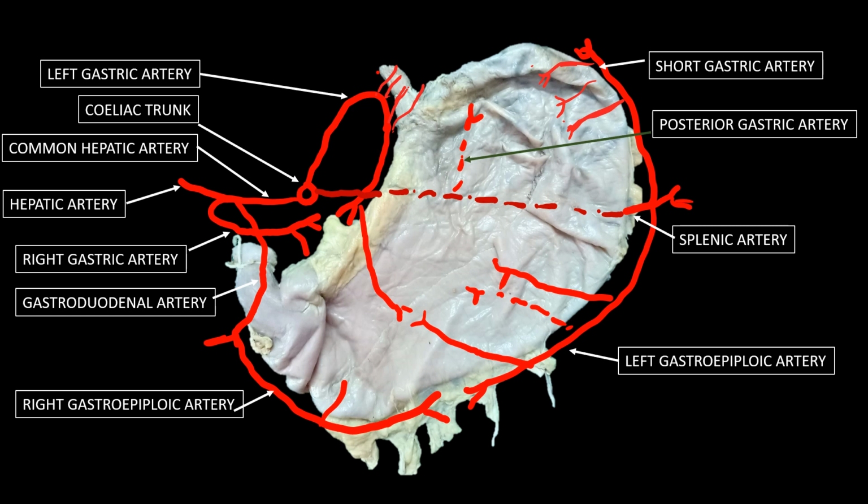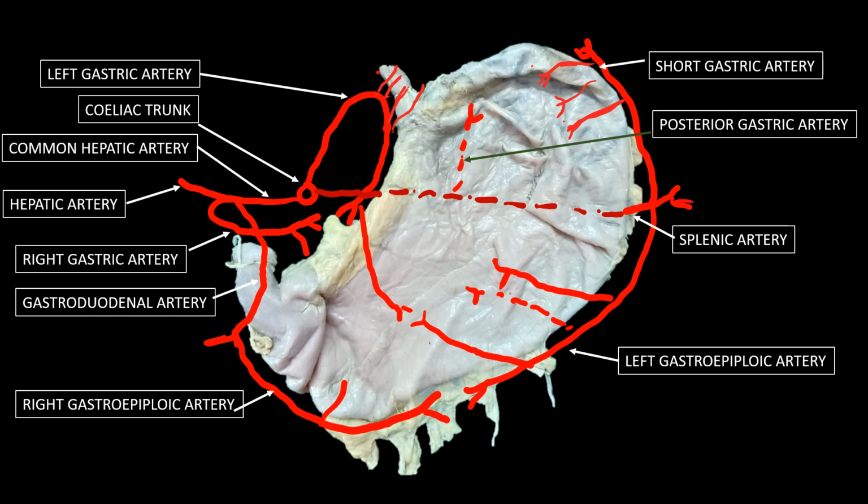We already learned about the celiac trunk. The celiac trunk is the ventral branch of the abdominal aorta. It supplies the structures derived from the foregut. It has three main branches: one is the left gastric artery, second is the common hepatic artery, and third is the splenic artery. So with that knowledge, let's concentrate on the blood supply of the stomach.